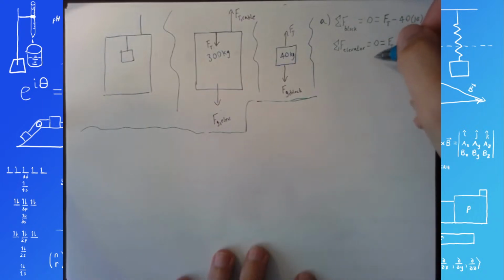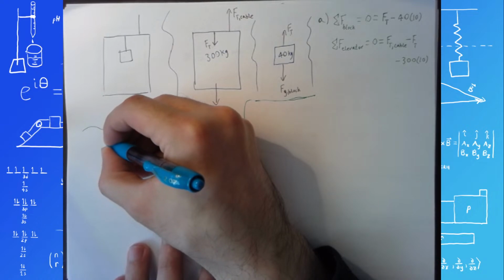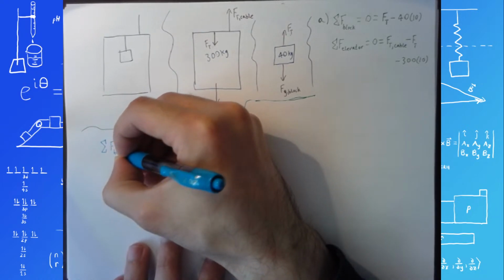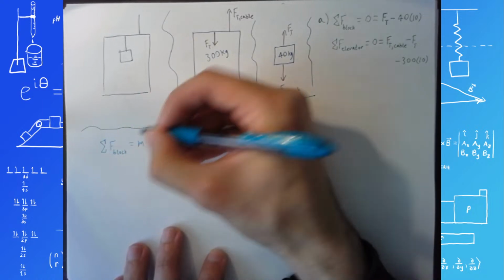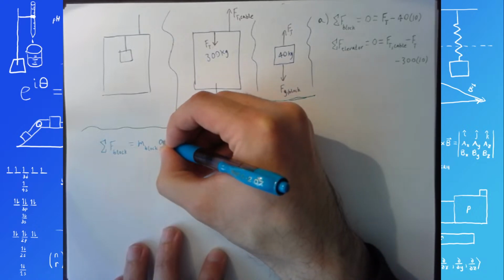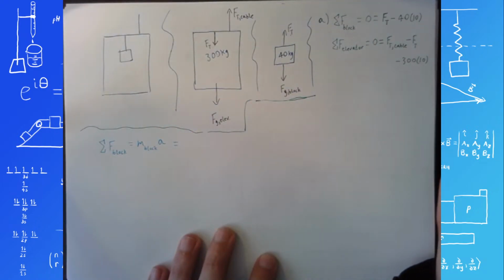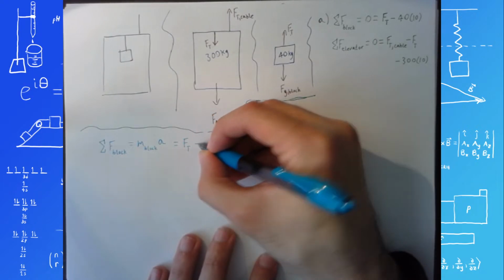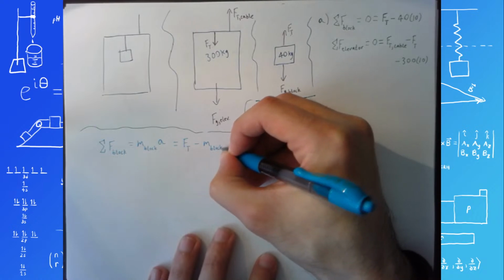So I'm going to rewrite these equations again, but this time in a more general form. Net force on the block in general is the mass of the block times the acceleration of the block equals the rope tension minus the mass of the block times g.